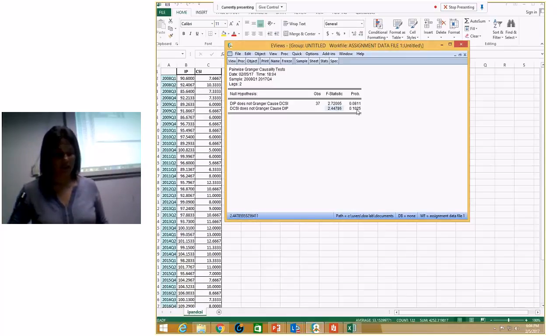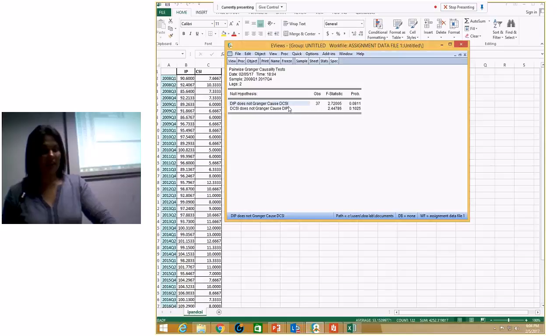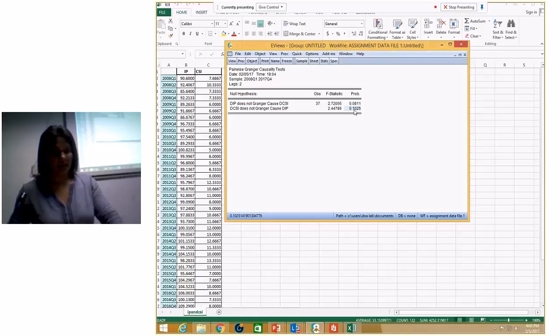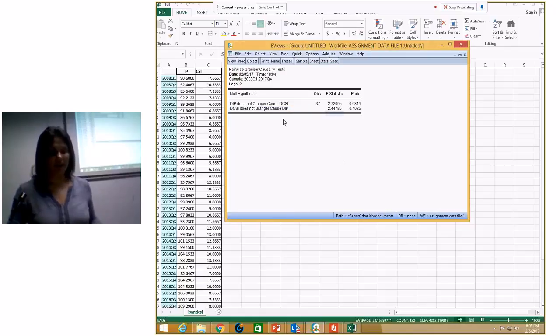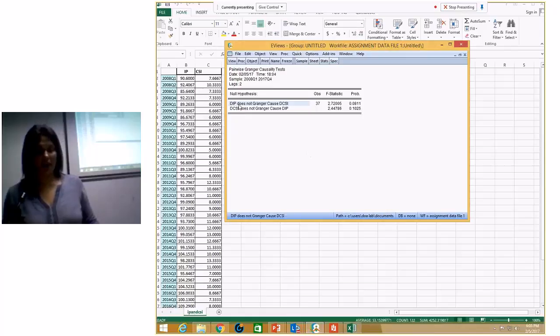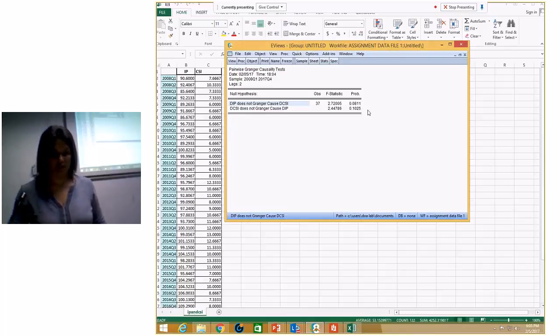If the statistics shows IP does not Granger cause DCSI, DCSI does not Granger cause IP, if the probability values are less than 5%, then we reject these two null hypotheses. If greater than 5%, such as the null hypothesis that IP does not Granger cause DCSI, we accept this because the probability value is greater than 5%.